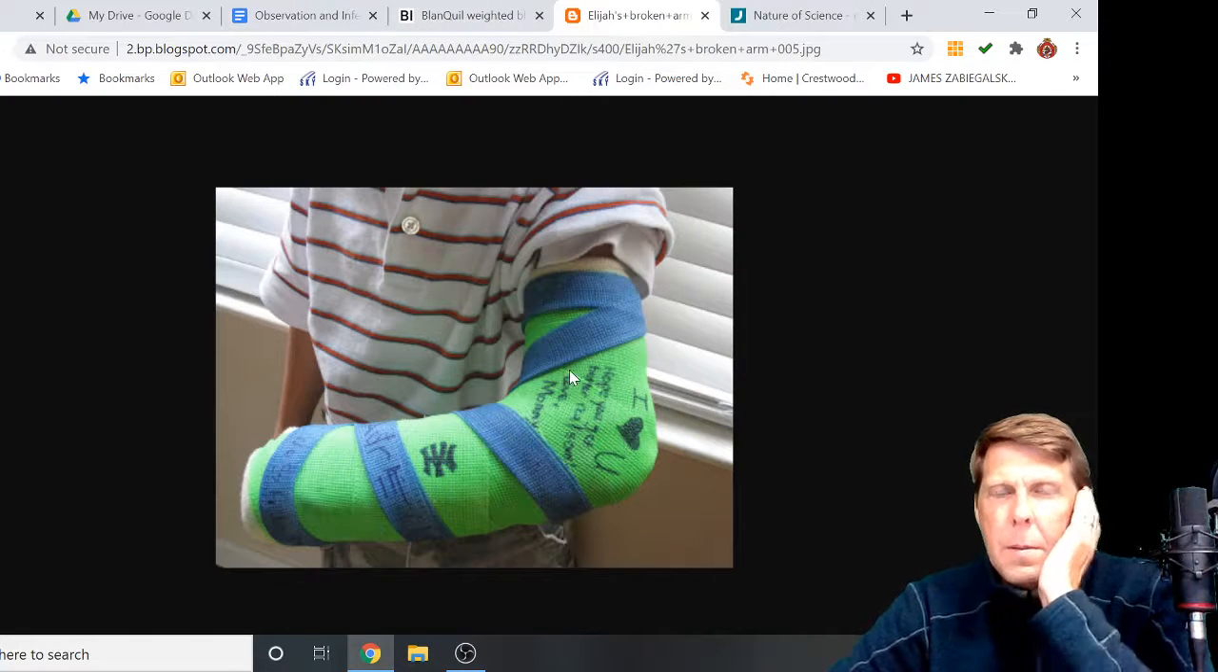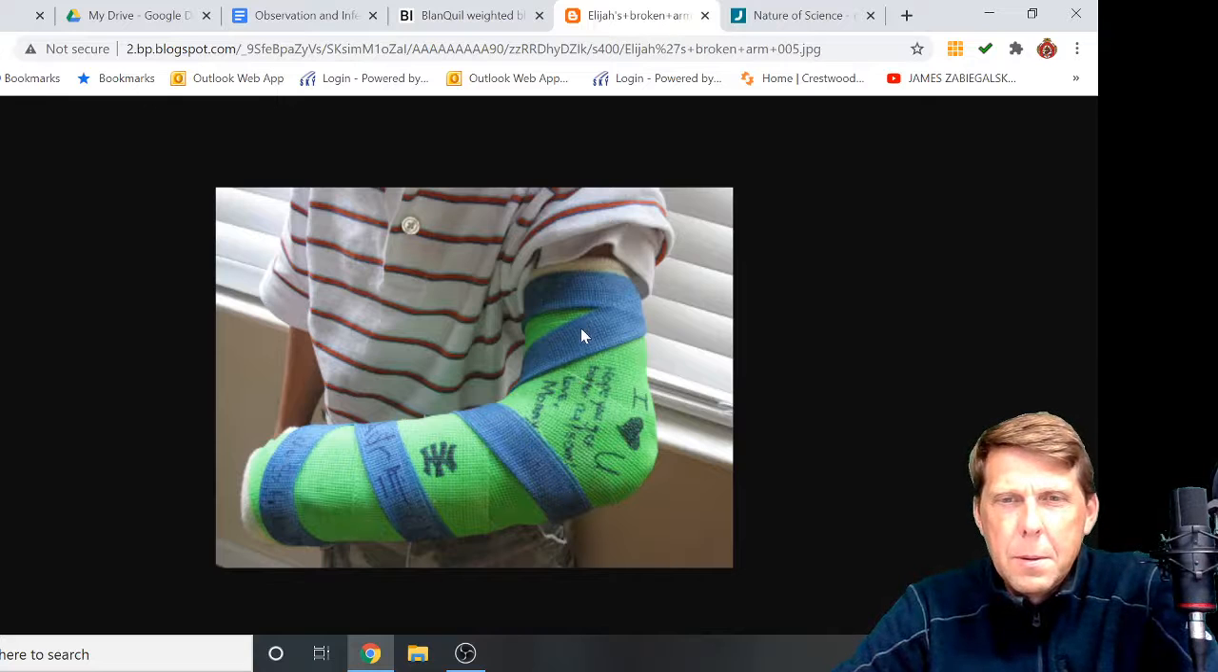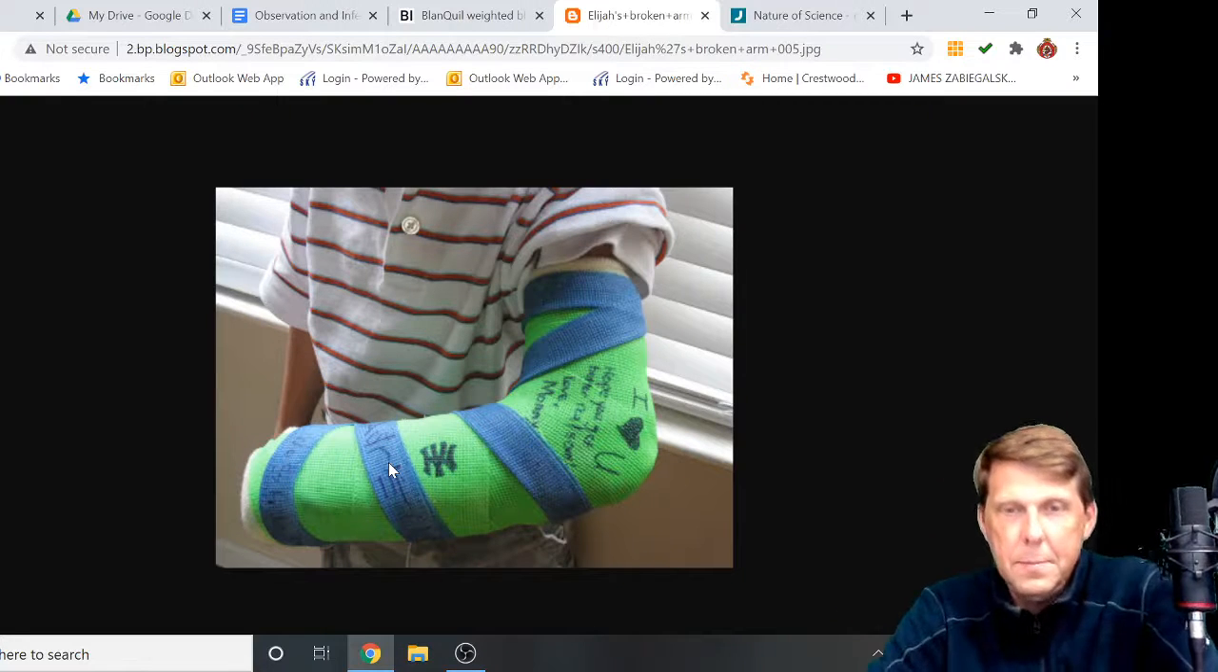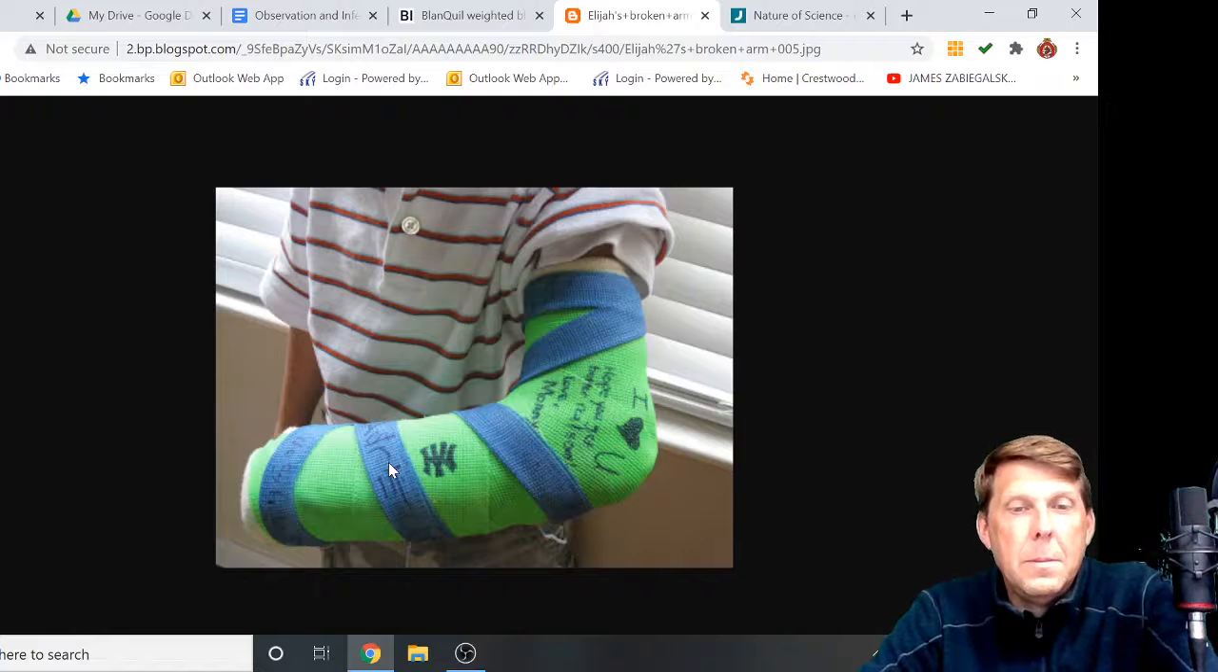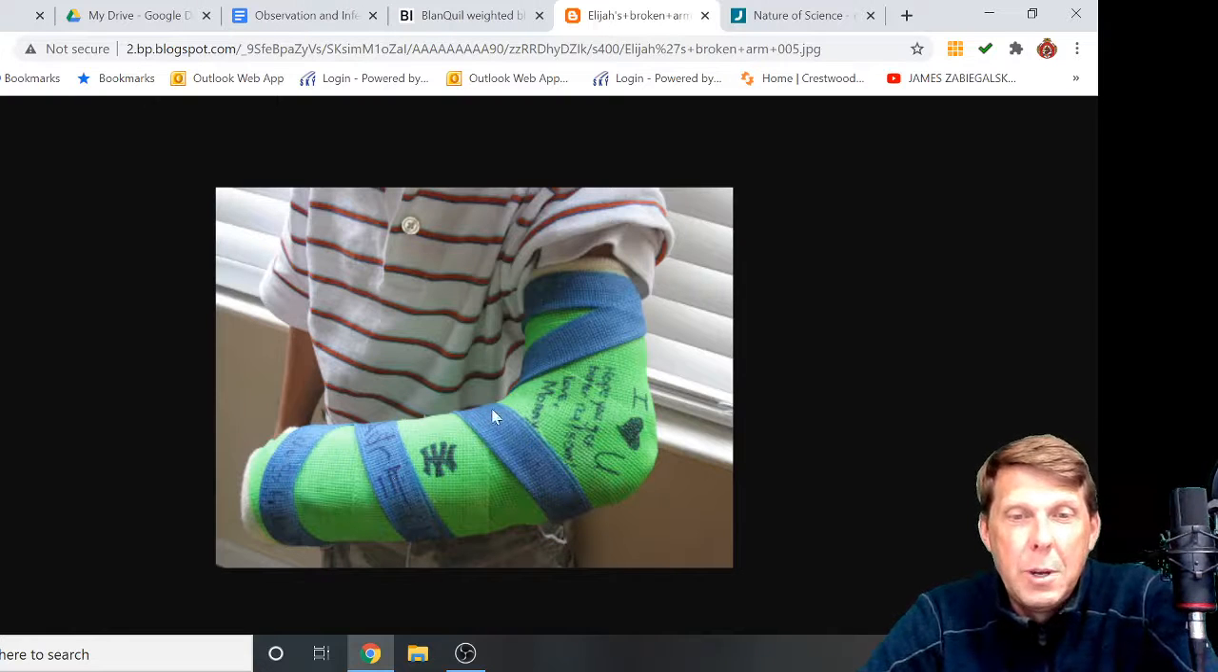Let's see. There is some thinner blue wrapping on top of the green wrapping, and it doesn't give as much coverage as the green wrapping. It's on top. There's also writing on the blue wrapping. Now, that's all the observation I can do by looking at it.